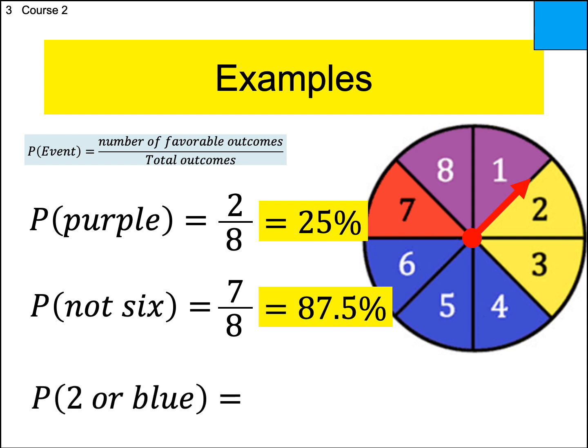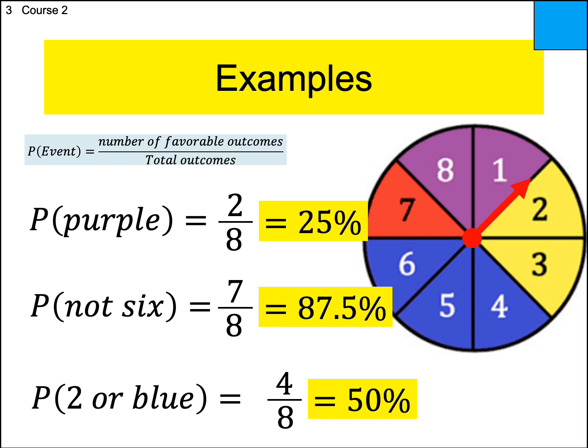All right, last one. What's the probability of getting a 2 or a blue number? So let's see. A 2, well, there's only one 2. But there's 3 blue numbers. 1 plus 3 is 4, so there's 4 different ways of winning that game. I land on a 2, 4, 5, or 6, and I've won that game. Why? Because 4, 5, 6 are blue, and then 2 is 2. There's 8 possibilities. That's 50%.